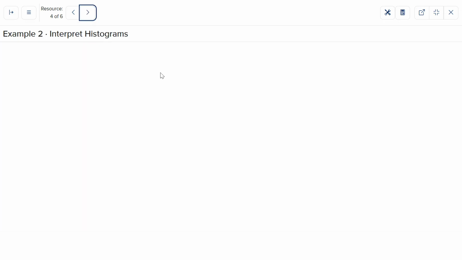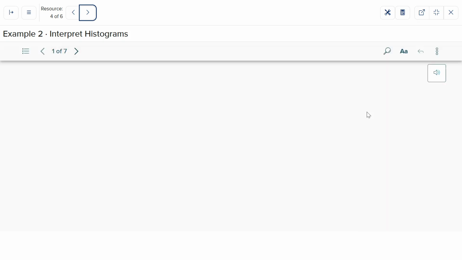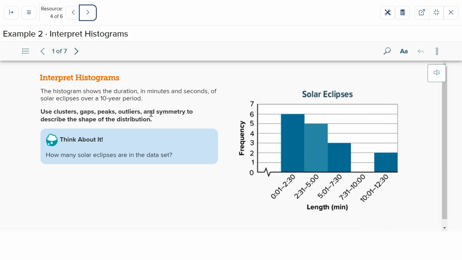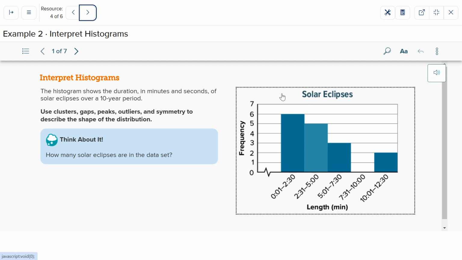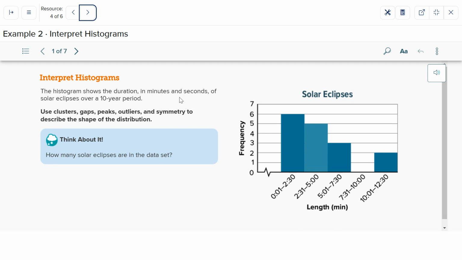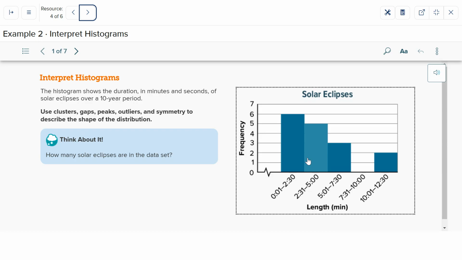Okay. Let's look at one more. Eventually. Wow, it's being super slow today. All right, here's a new histogram about solar eclipses. It shows the duration in minutes and seconds of solar eclipses over a 10-year period. Use clusters, gaps, peaks, outliers, and symmetry to describe the shape of the distribution.